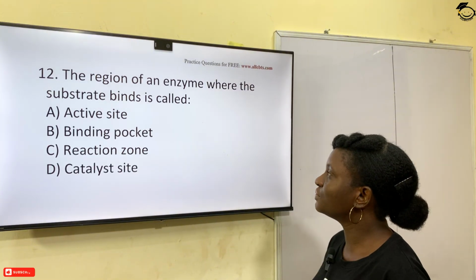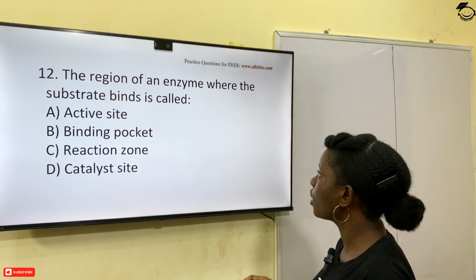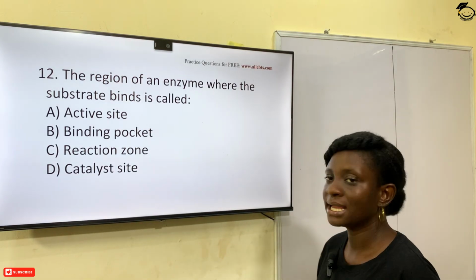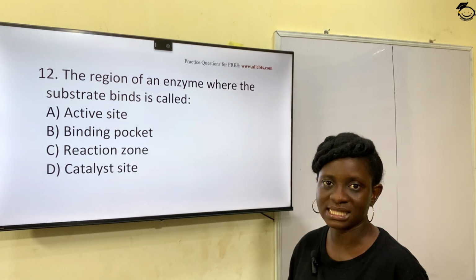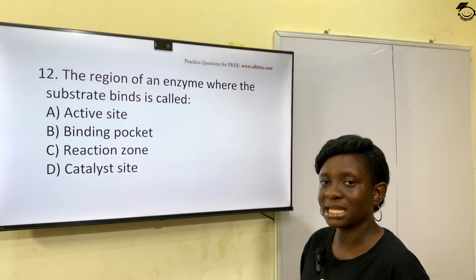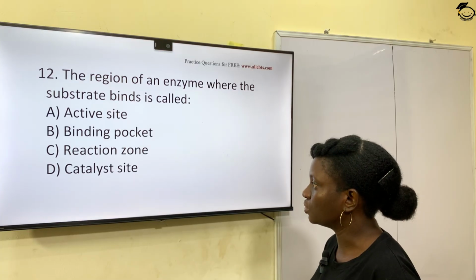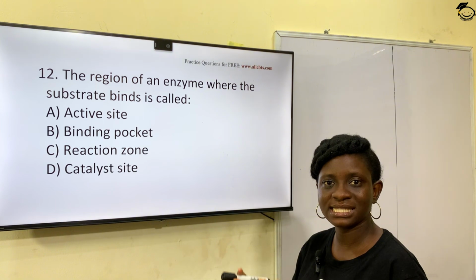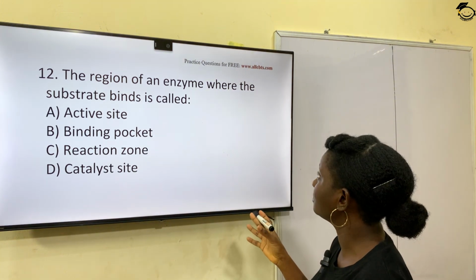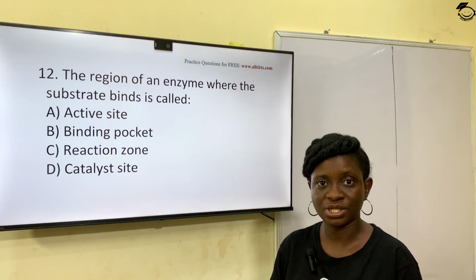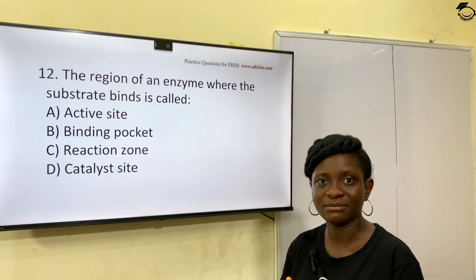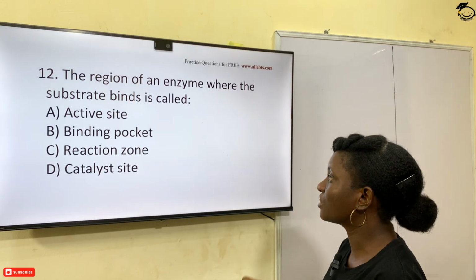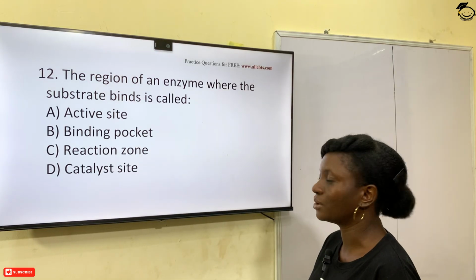Question 12. The region of an enzyme where the substrate binds is called A, active site. B, binding pocket. C, reaction zone. D, catalyst site. So the region where the substrate binds to the enzyme is known as the active site. The correct answer is option A.